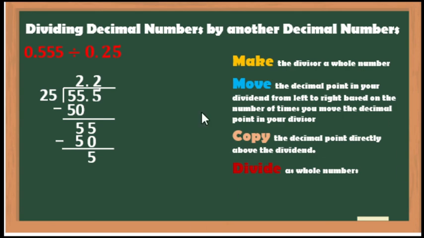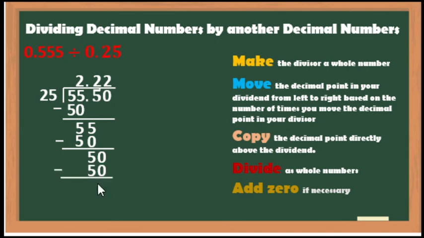Now, since we are dividing decimal numbers, we need to add 0 in our dividend if necessary. Let us add 0 in our dividend. Now, let us bring down the 0. So we will have 50. 50 divided by 25 is equals to 2. Multiply. 2 times 25 is equals to 50. Then finally, subtract. 50 minus 50 is equals to 0. So our answer is 2 and 22 hundredths.